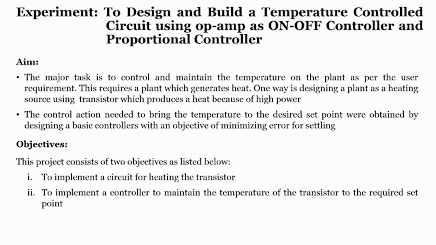So, now the aim of this particular experiment, the major task, is to control and maintain temperature on the plant, right, as per the user requirement. This is our aim one. This requires a plant which generates heat. One way is designing a plant as a heating source using a transistor which produces heat because of high power, right. Second is the control action needed to bring the temperature to the desired set point, which will be obtained by designing basic controllers with an objective of minimizing error for settling.